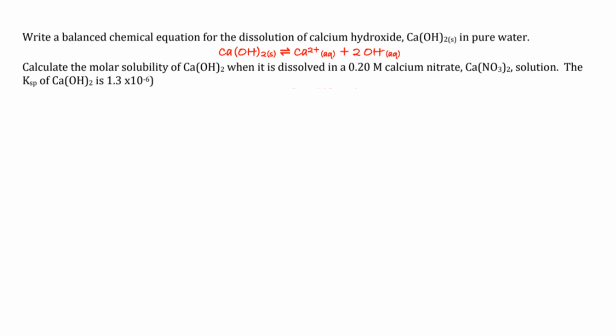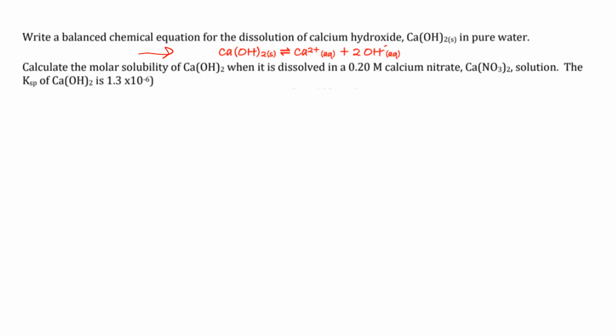So first thing we would need to do is know and recognize the dissolution of calcium hydroxide. You have Ca(OH)2, it's solid, it's dissolving. You have calcium 2 plus ions and then 2 hydroxide ions. Okay, very good. So calculate the molar solubility. You're actually given a calcium nitrate solution. So you see that nitrate that we talked about with the SNAP ions, that's going to be in the solution.